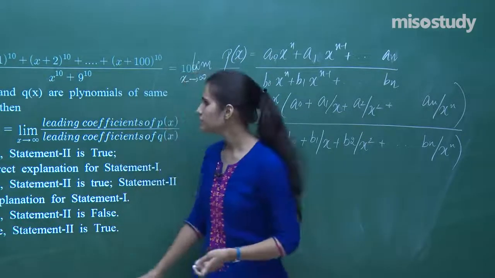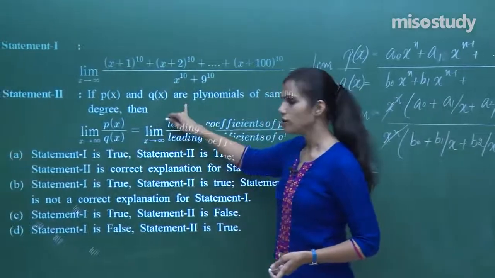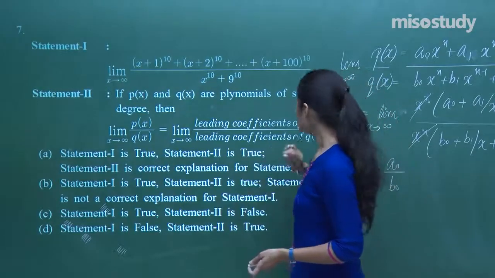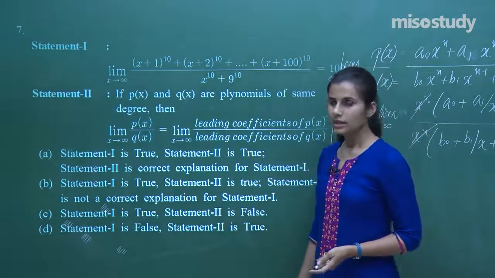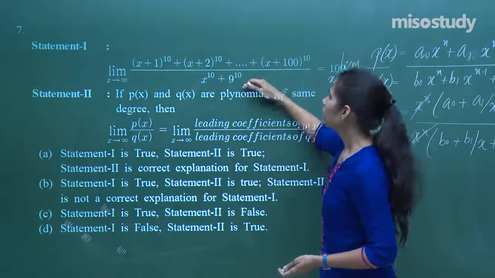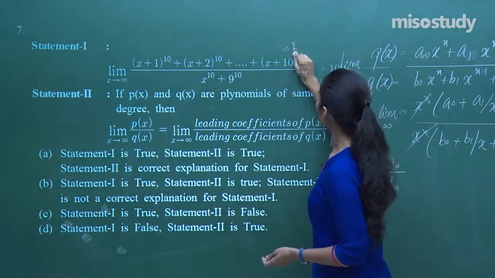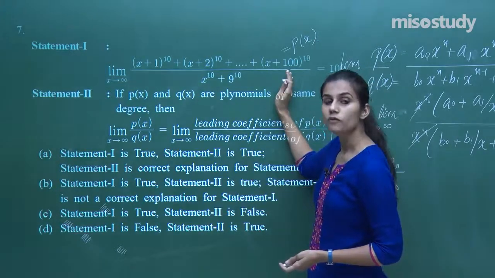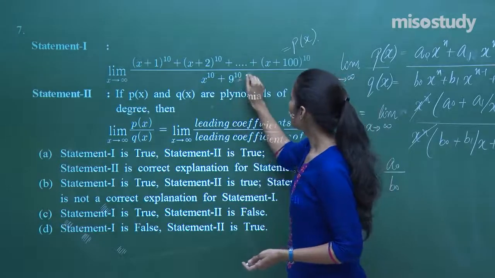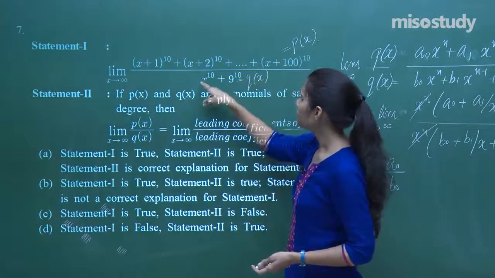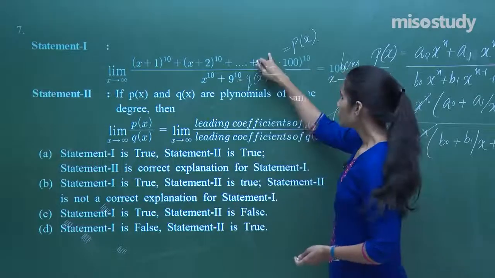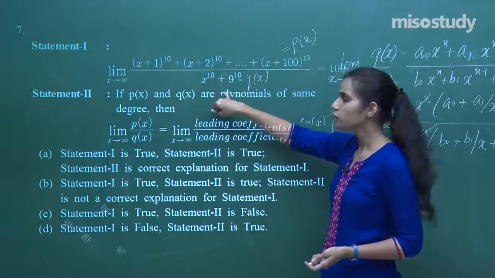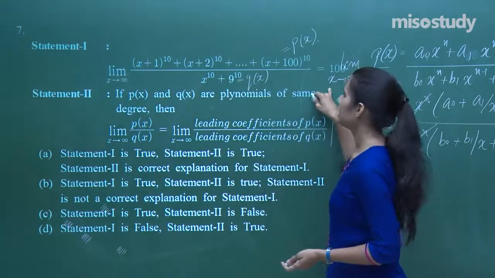So yes, limit x tends to infinity p(x) by q(x), when p and q are polynomials of the same degree, is leading coefficient of p(x) upon leading coefficient of q(x). So yes, statement 2 is very much true. Now using statement 2, if you go above, the numerator you can see is actually playing the role of p(x). It is a polynomial of degree 10 with leading coefficient 100. And this is playing the role of q(x), it's a polynomial again of degree 10 with leading coefficient 1. So both are polynomials of the same degree 10, leading coefficient of p(x) is 100, leading coefficient of q(x) is 1. So 100 upon 1 is the answer, which is 100.